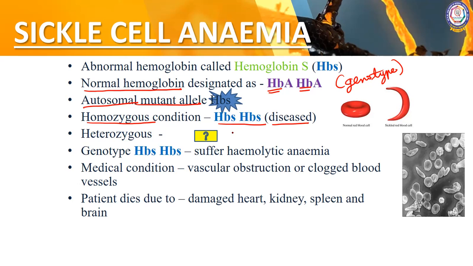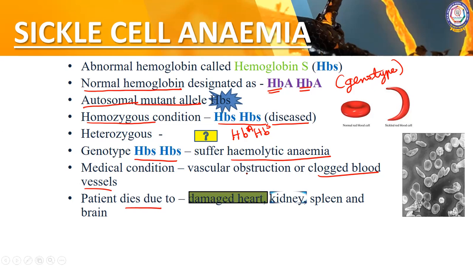What will be the heterozygous condition? Let us fill in here. Hb, actually it should come in superscript, and HbA. Always write the dominant first and then the recessive, the affected character. So this is a heterozygous condition. The homozygous suffers from hemolytic anemia. The medical condition is vascular obstruction or clogged blood vessels. The patient dies due to damaged heart, kidney, spleen and brain, right?